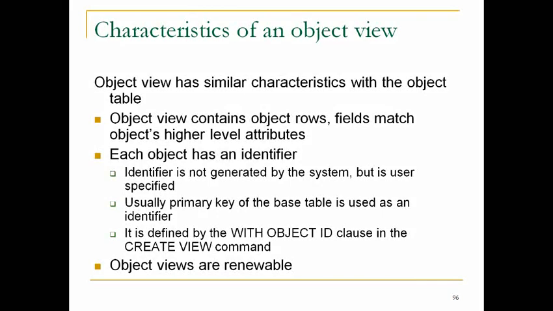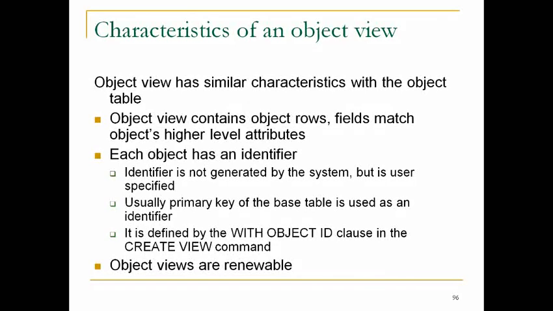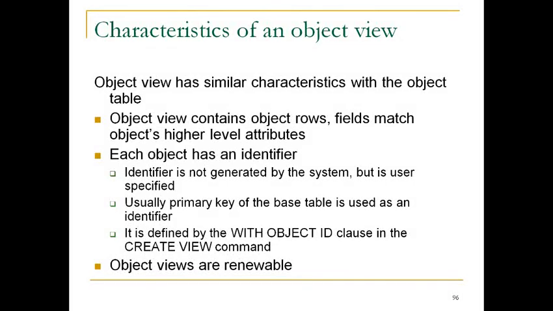An object view has similar characteristics as an object table, because each row of this view is an object. So it is an object table. Each object has an identifier, but this time it's not generated by the system, but specified by the user. And usually the primary key of the relational table is used.